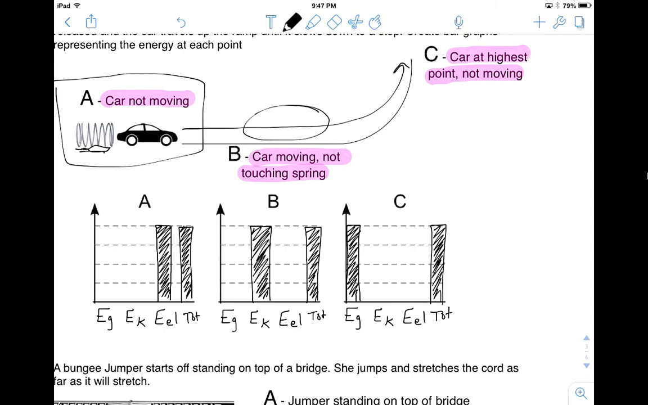That's really important to see that all three totals are exactly the same. It just changes from EEL to EK and then finally into EG. If you have questions on the next one, it's a little bit harder. Make sure that you ask me.